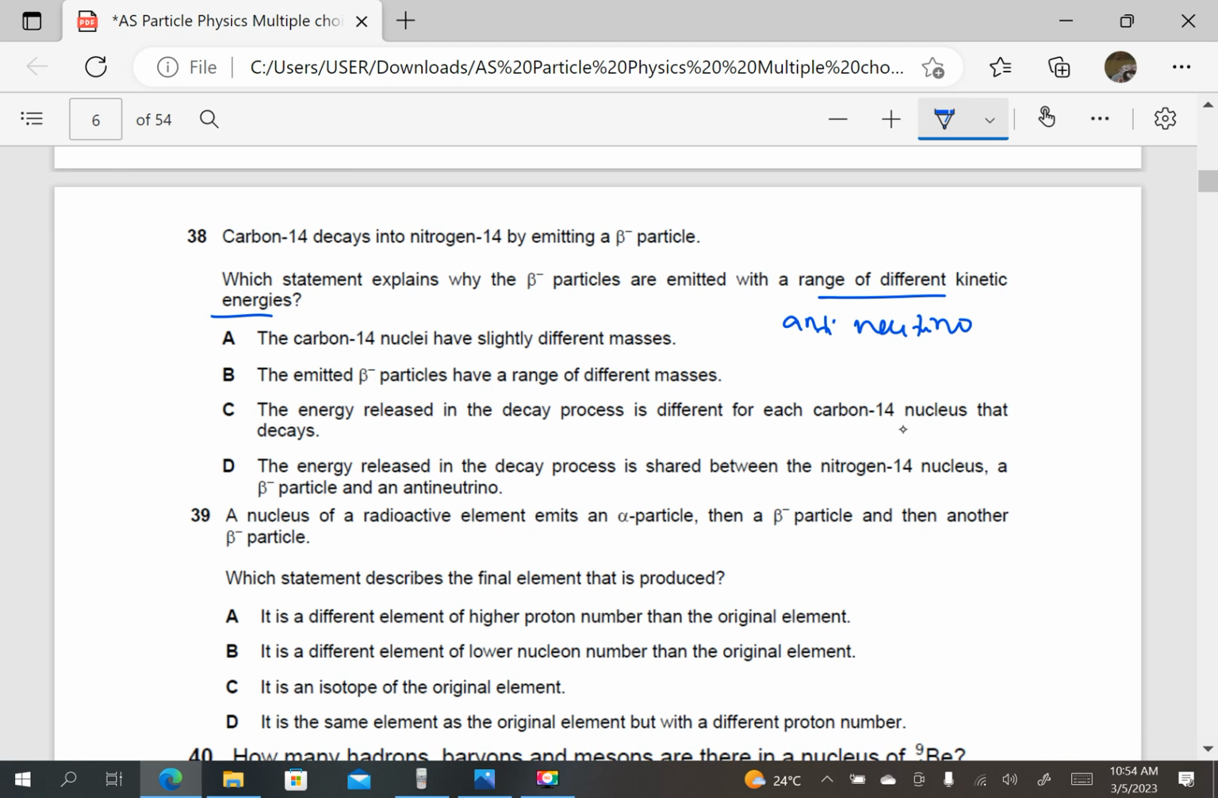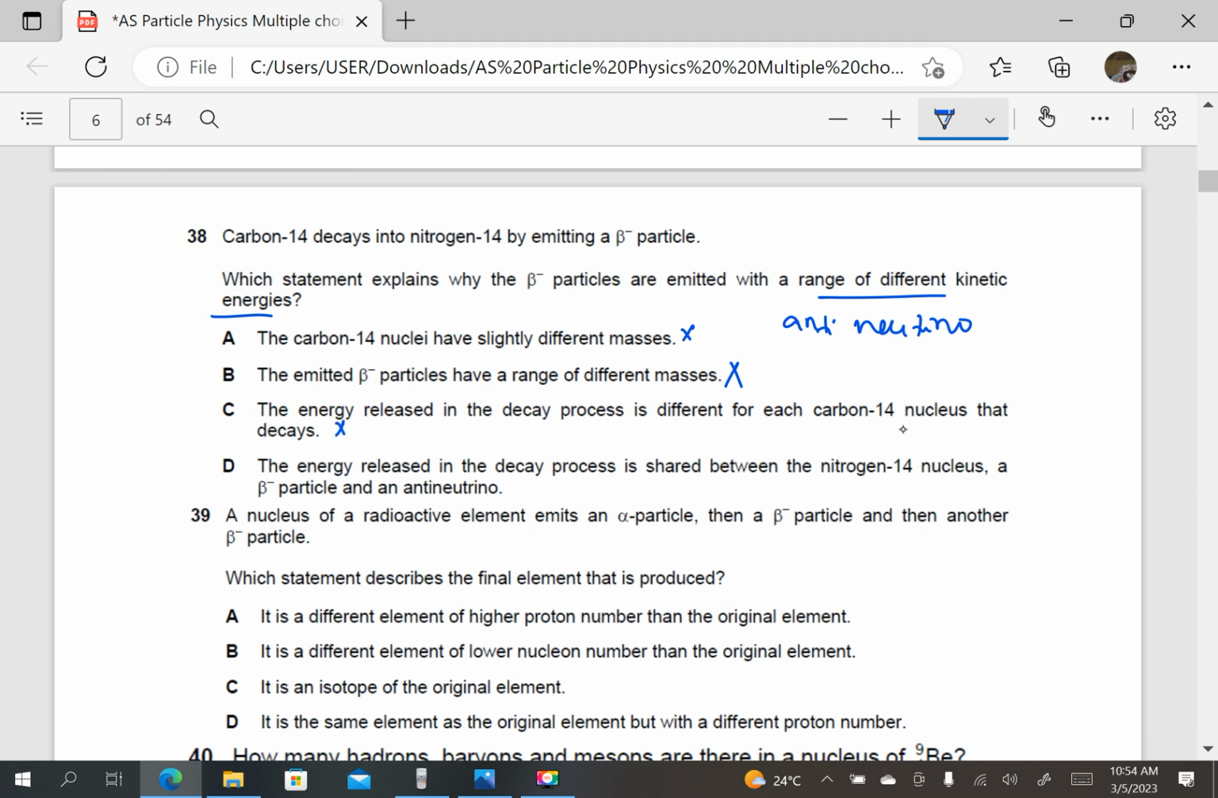So number one, the carbon-14 nuclei have slightly different masses. That one does not answer that question. The emitted beta minus particles have a range of different masses. That one does not answer that question. The energy released in the decay process is different for each carbon-14 nucleus that decays. That one also does not answer that question.